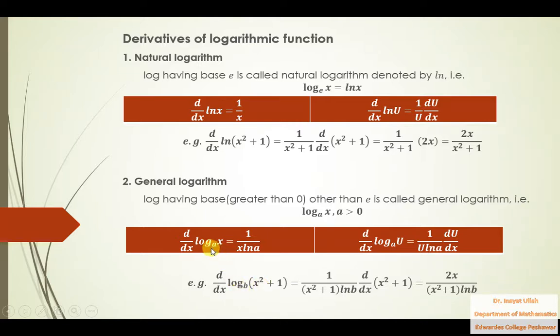Now this is a general logarithm, and the derivative of the general logarithm of a function is 1 by that function into natural log of the base b, into the further derivative of this u. Here x squared plus 1 is u, and the derivative of x squared plus 1 is 2x, so that is 2x divided by this whole function. So this is the main difference between the derivative of natural log of a function and the derivative of a general log of a function. Let us apply these formulas on the questions.